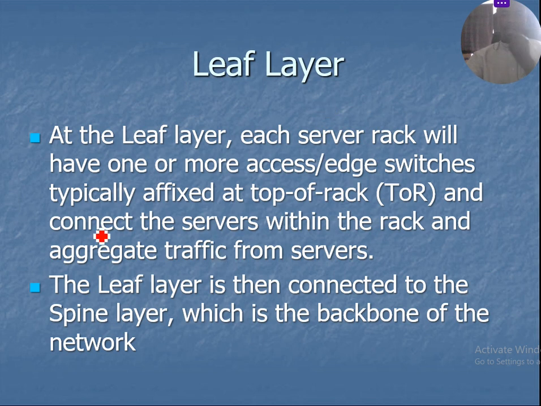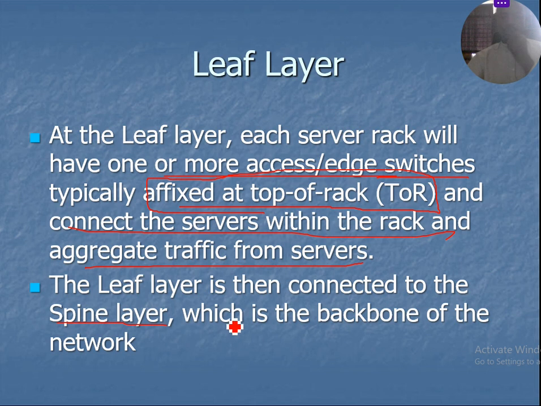Now the leaf layer in the data center has different servers. Each server rack will have one or more access or edge switches. Each rack has different segmentation, and each segment has access to the switches. These switches are fixed with what we call top of rack, TOR. They connect to the servers within the racks, and they also aggregate traffic from the servers. That's the leaf. Now, still on the leaf layer, the leaf layer is then connected to the spine layer, obviously.